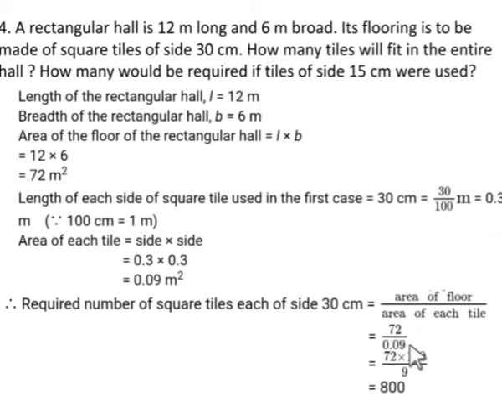Now here the denominator is in decimal form, so we will convert it into a natural number. Now 0.09 is 9 upon 100. So 9 upon 100, here the 100 is in the denominator of the denominator. So the denominator of the denominator will go in the numerator. So here you will get 72 into 100 upon 9. Now 9 ones are 9, 9 eights are 72. 8 into 100 is 800. So here you will get 800 tiles required, having side 30 centimeter, to fit in the entire hall.